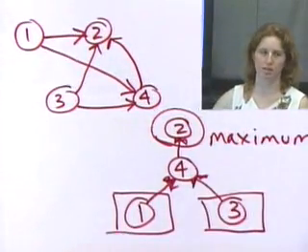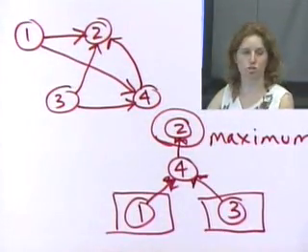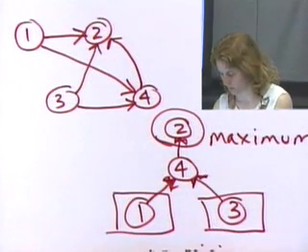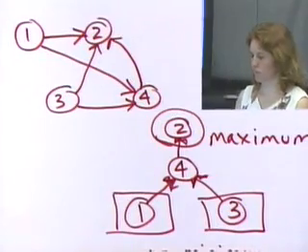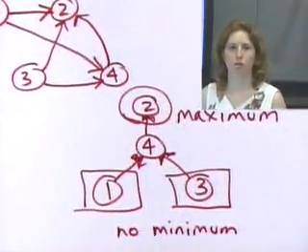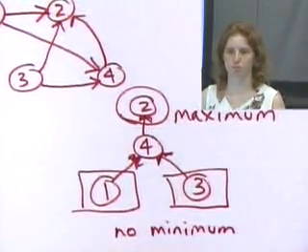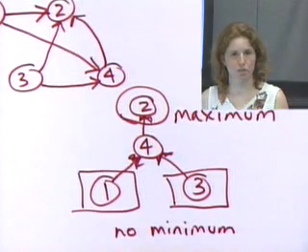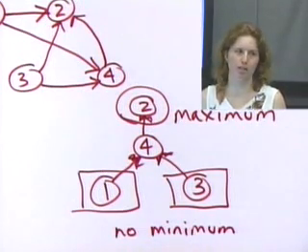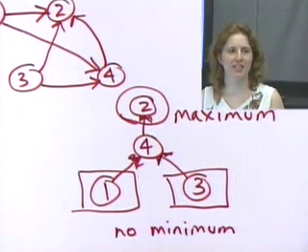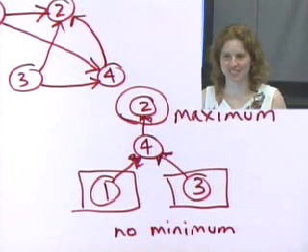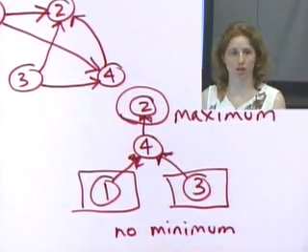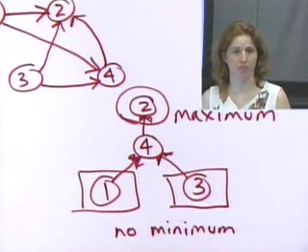Are there any minimum elements? No, because there's not just one minimal element. So there's no minimum in this Hasse diagram, just a maximum. Is there a special name for 4? No. There's nothing fancy about 4. It's just in the middle. Okay, so anytime you're given a relation, whether you're given a list of points or a matrix or another picture, you should be able to make a Hasse diagram.